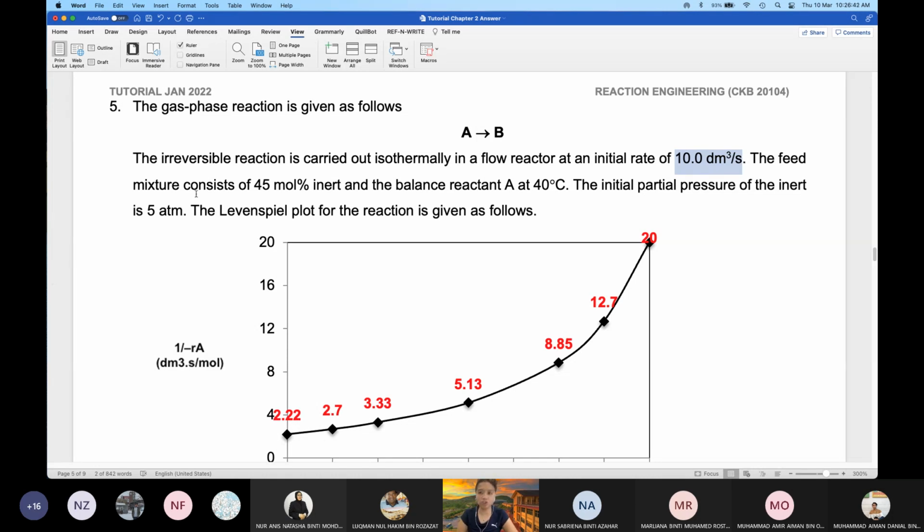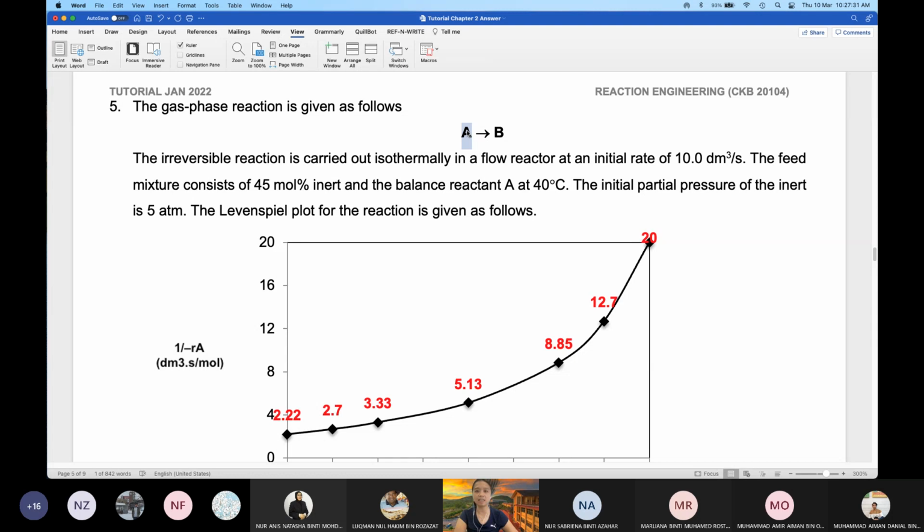Okay. The feed mixture consists of 45 mole percent inert and the balance reactant A at 40 Celsius. So can you see this part? Dia beritahu kita, initially tu, feed tu initial lah kan, consists of 45 mole percent inert, balance A. So kamu perasan, in my reaction, I have one reactant which is A. However, this is gas phase kan, this is gas A. However, it's not 100% gas A dalam sistem pada waktu asal, or in the feed, it wasn't 100% pure gas A. Instead, we have 45 mole percent of inert gas.